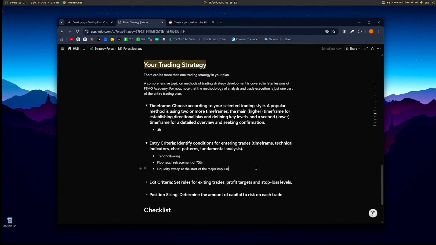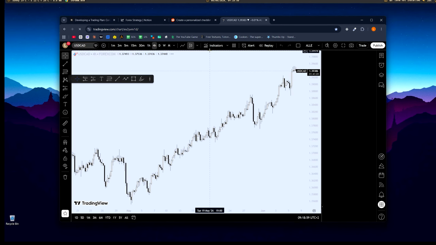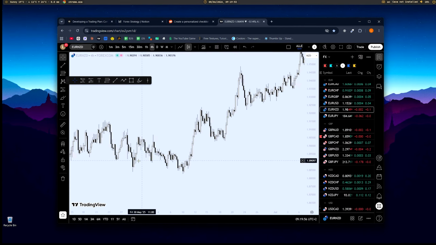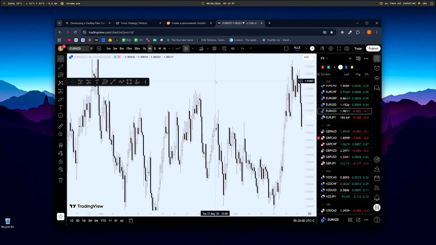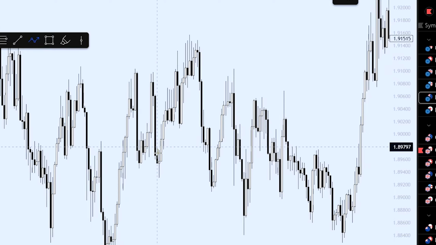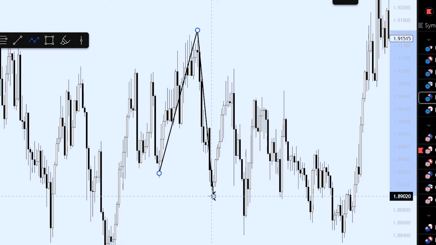I will explain this right now. This is my strategy, so you can copy it if you want. Okay, so let's make an example. This one is a setup. As you can see, we just broke structure to the downside.